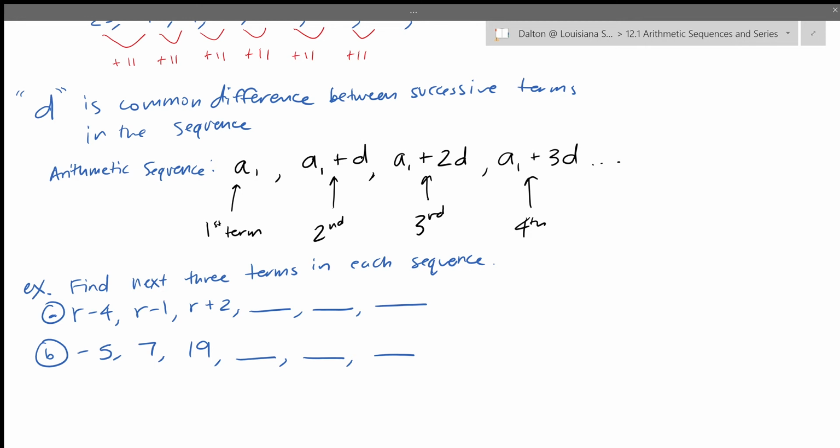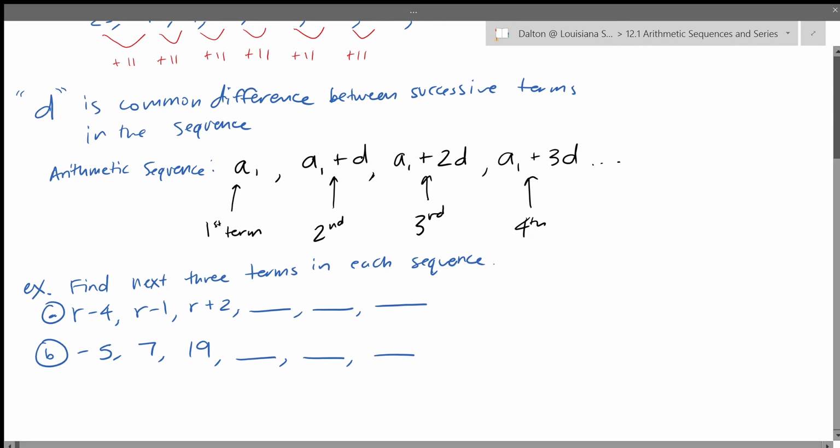So for example, in A, I got r minus 4, r minus 1, r plus 2. Obviously, I have an r no matter what. Every single one of these terms starts with an r. And then the second number comes from adding 3. Negative 4 plus 3 is negative 1. Negative 1 plus 3 is 2. 2 plus 3 is 5. So that next term will be r plus 5. Plus 3 would be r plus 8. Plus 3 would be r plus 11.